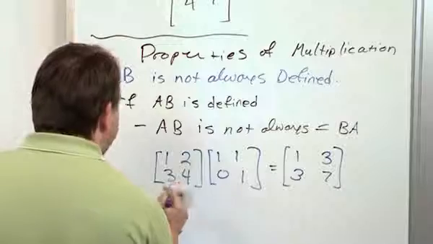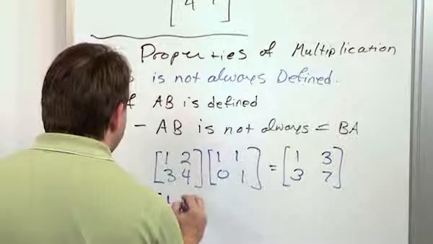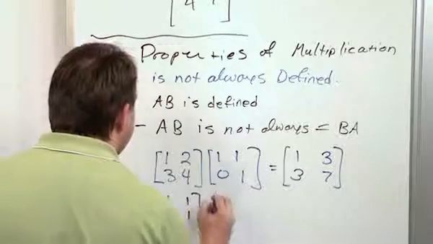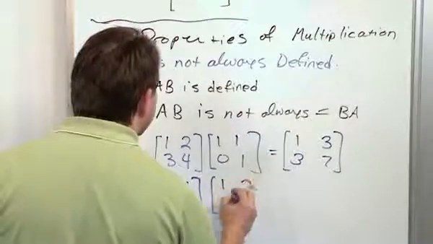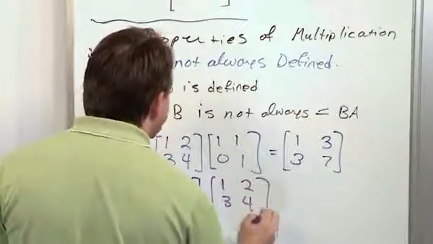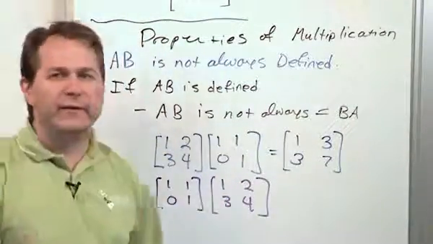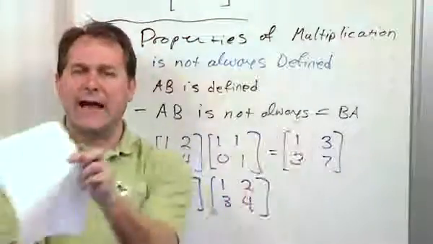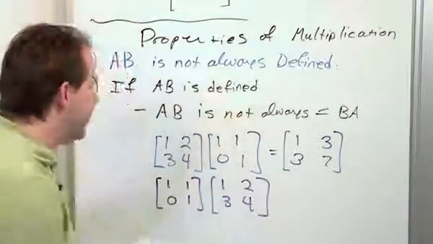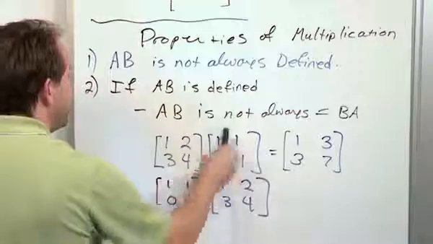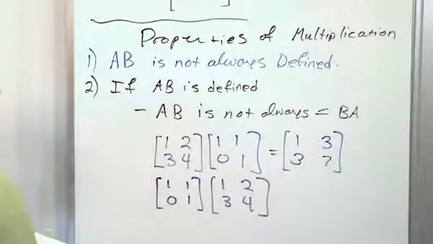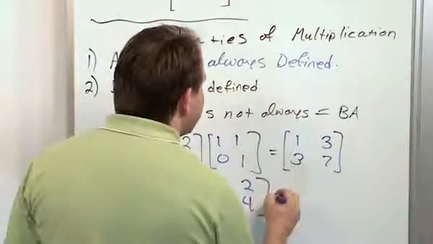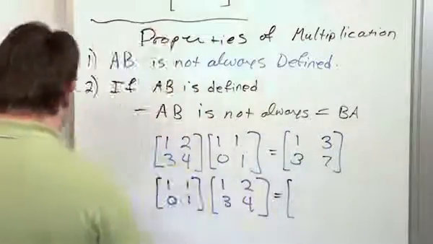Now let me flip it around. Let's say these exact matrices I'm going to multiply again: 1, 1, 0, 1. But now I'm going to flip the order: 1, 2, 3, 4. Now in this case, because they're square matrices, 2 by 2, I am allowed to flip the order of the multiplication because I have the same number of columns here as I do rows there. So it is defined, but whenever I do it, you'll see that we're not going to get the same answer.